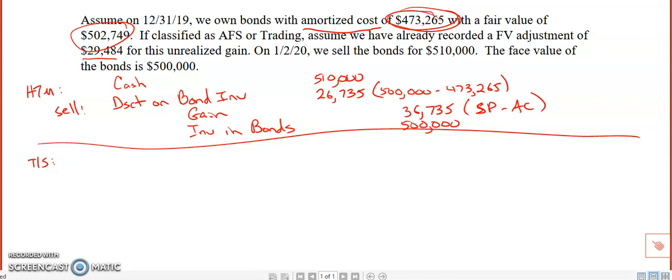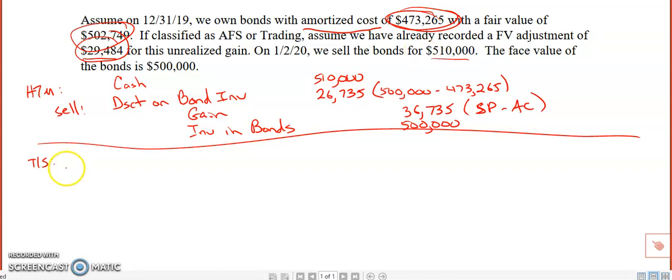Because we're keeping up with the fair value adjustment account dealing with trading securities, if we ever sell it, we have to update that to the point in time where we are. Remember, we had just recorded that on 12/31/19, but now the fair market value has gone from 502,749 up to 510,000. That's what we're selling for, so that's the fair market value.